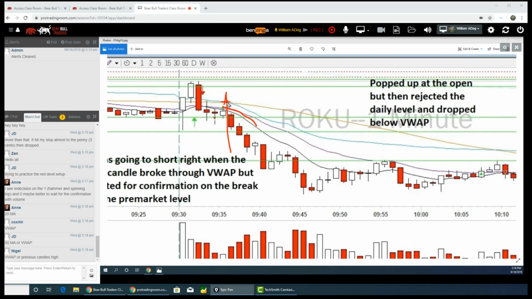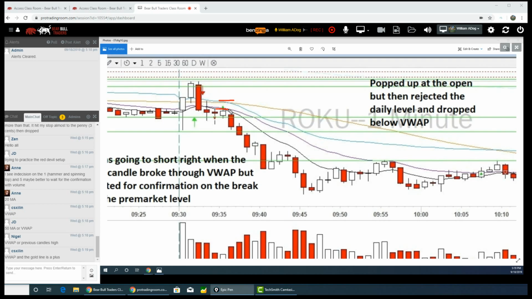But the more room you give it to breathe, the more likely you're going to be correct in a good trade idea. And the tighter your stop is, even though the easier risk to reward is, it makes it harder and harder to be correct on a trade. So does all that make sense, JD?